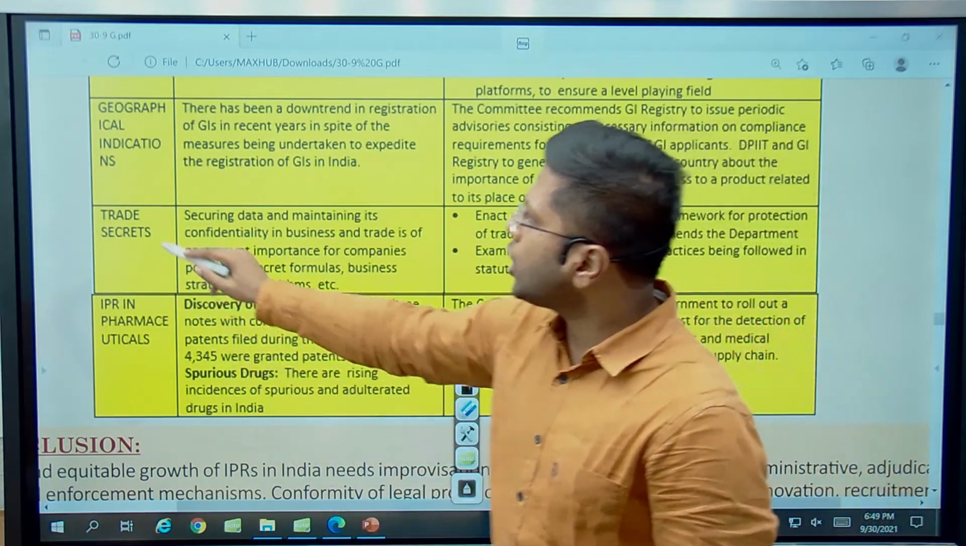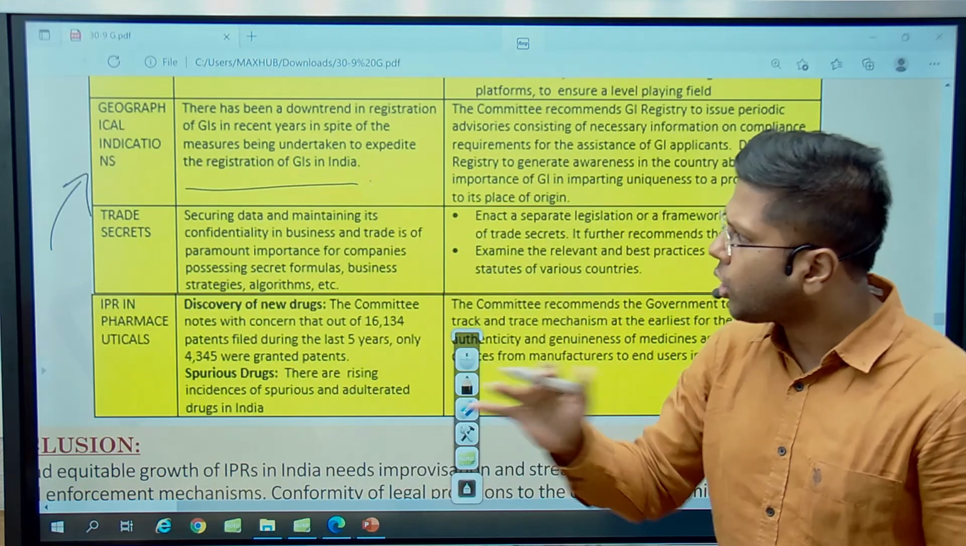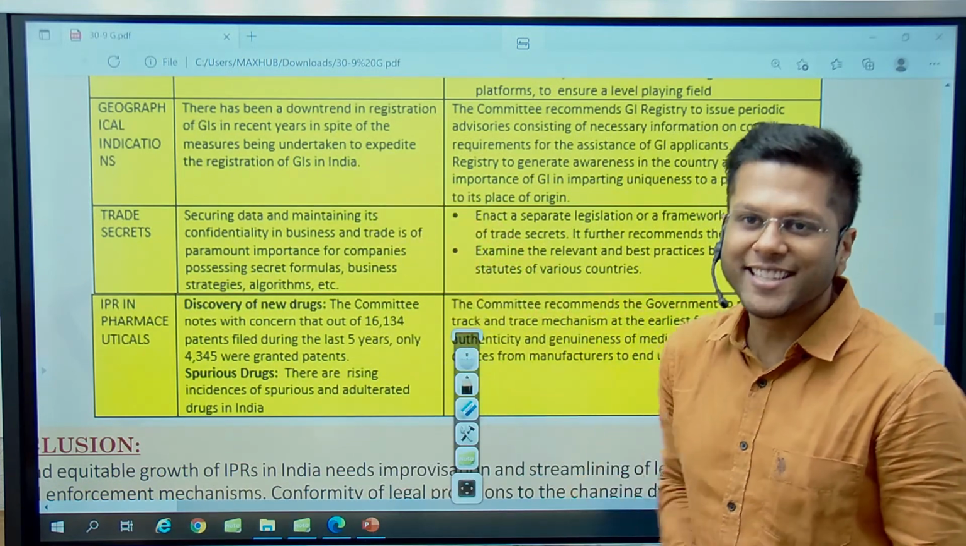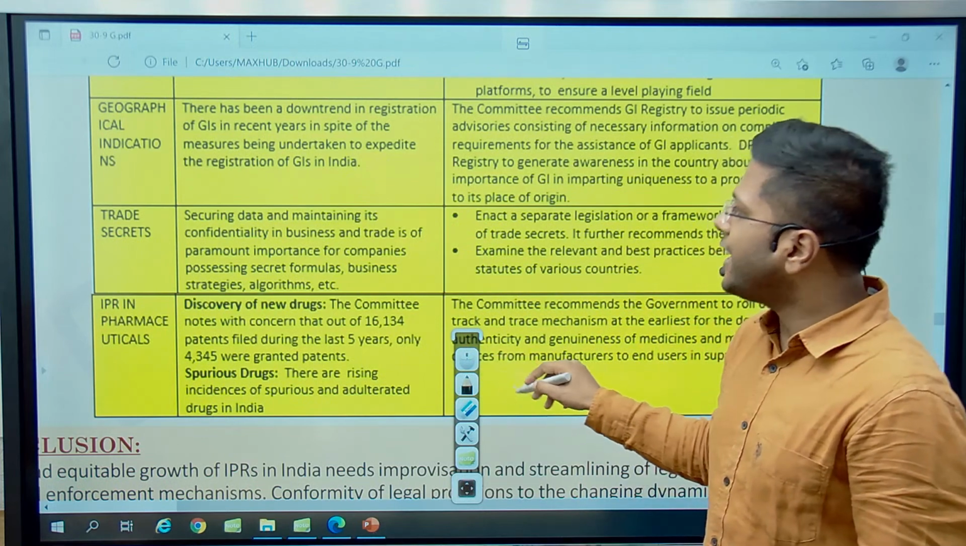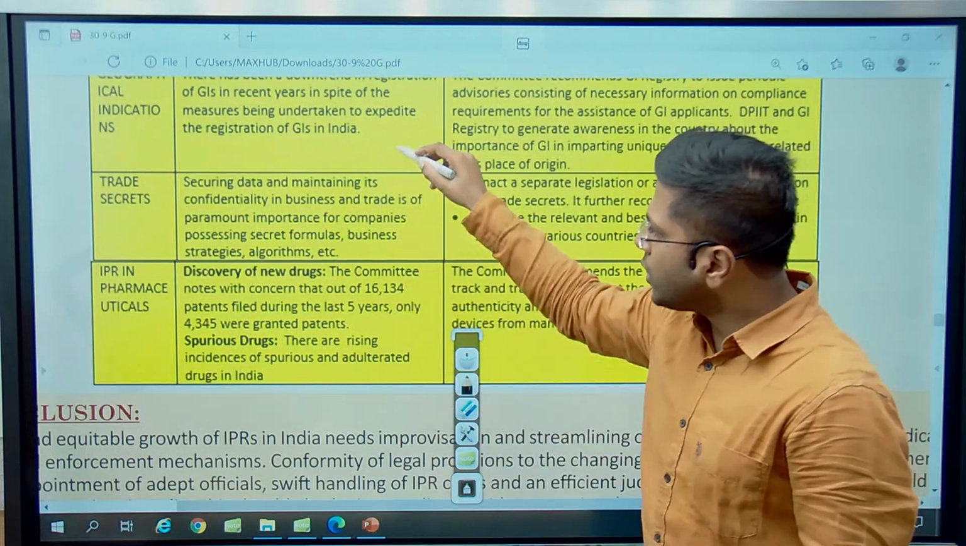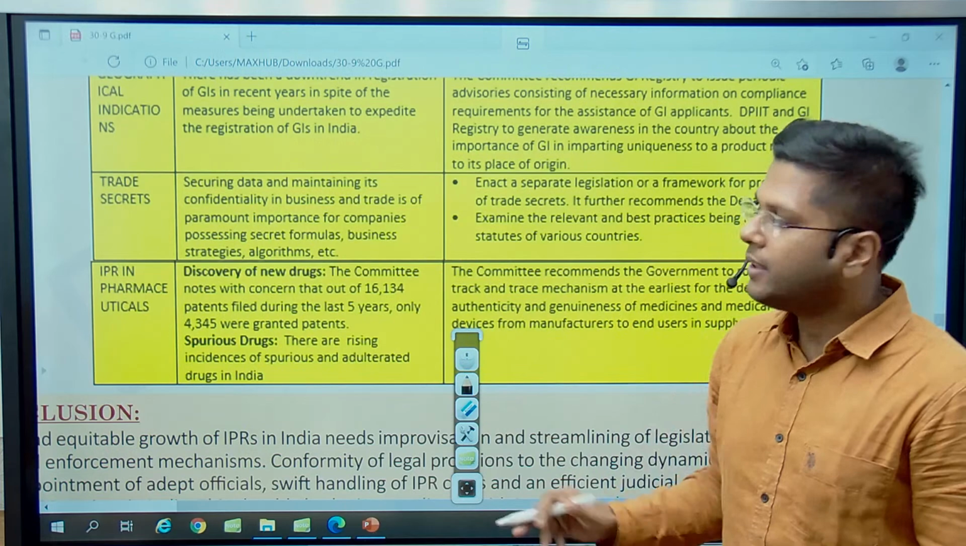Okay, and the next is geographical indicators. It says that we need more of this. We are falling short now these days, and we need more of this. If we have more of this, you will have more questions in UPSC exam. All right, trade secrets. Now these are the kind of trade secrets. I gave the example Sanjeev Kapoor, and that is what is required in the country to have better trade secrets and to protect them, right?